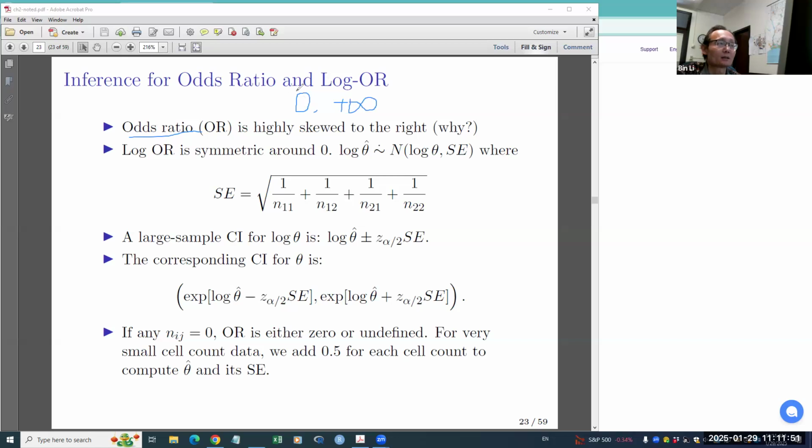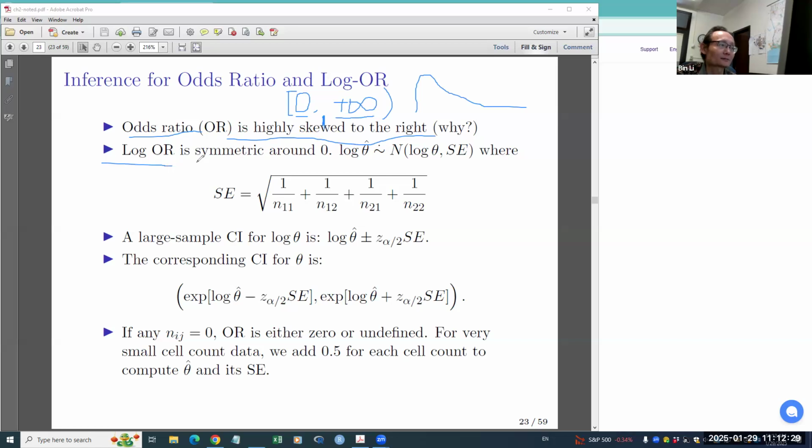right? And what is the middle point? The middle point means the two proportions are the same. The middle point is 1. When pi 1 and pi 2 are the same, it's 1. So you can see this is why it is highly skewed to the right, because the middle point is 1. The lower bound is 0, but the upper bound is infinite. So that's why it has to be highly skewed, right? Okay, so it's not difficult to see that.